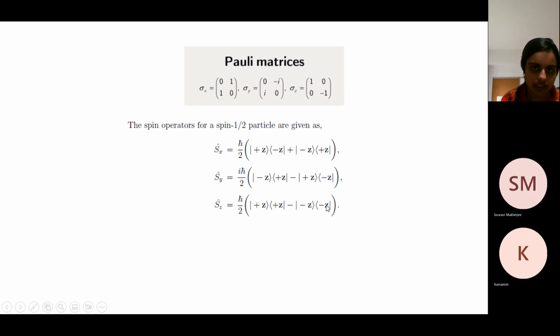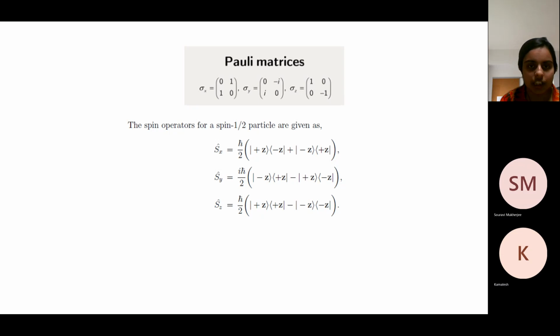So any matrix can actually be written in a form like this. Whenever you have some matrix and you know some basis vectors, you can write the matrix in terms of the basis vectors in this way. So here what we have done is we have written all these spin matrices in terms of the plus z and minus z basis vectors. Is this clear till here?